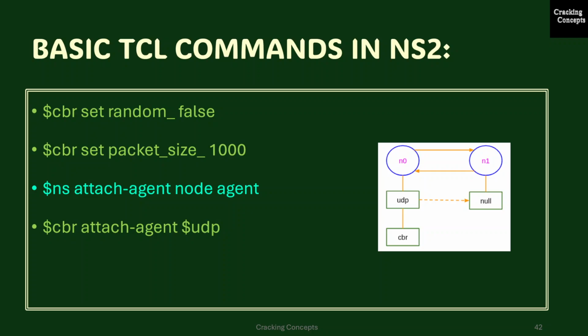The command $NS attach-agent node agent. The attach-agent member function attaches an agent object created to a node object. Actually, what this function does is call the attach member function of the specified node, which attaches the given agent to itself. Similarly, each agent object has a member function called attach-agent that attaches a traffic source object to itself, which is shown here.